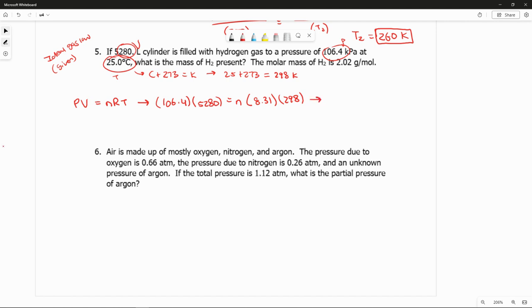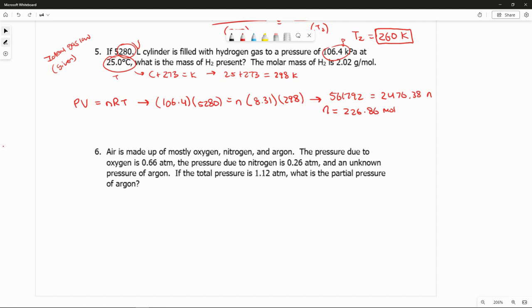Upon doing this equation, on the left-hand side, we are going to get 561,792 equals, and then we have these two right here, which is going to give us 2,476.38 times n. Dividing by 2,476.38 on both sides, we are going to get our n value of 226.86 moles.